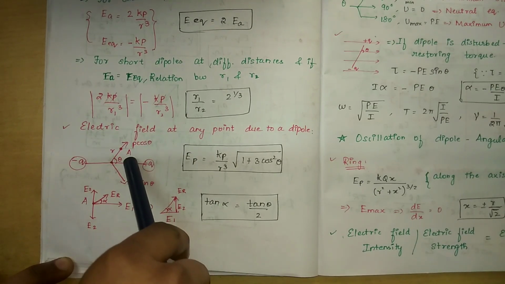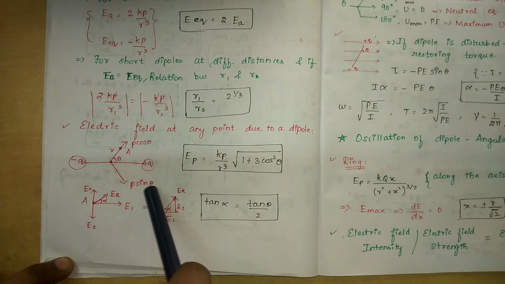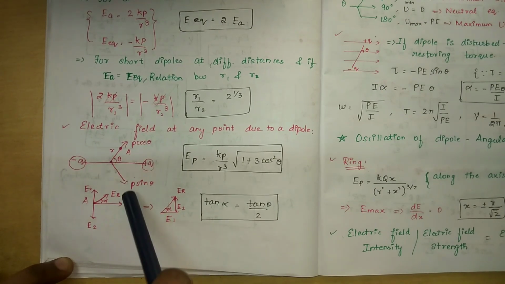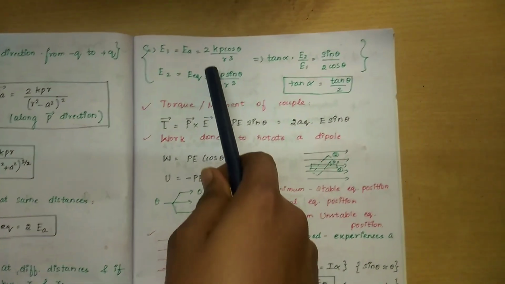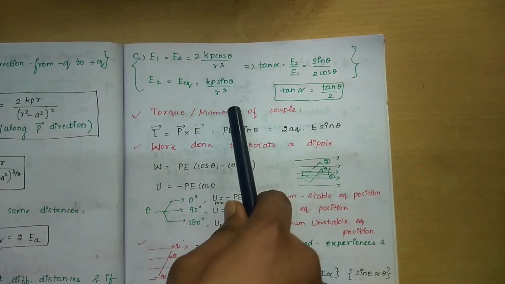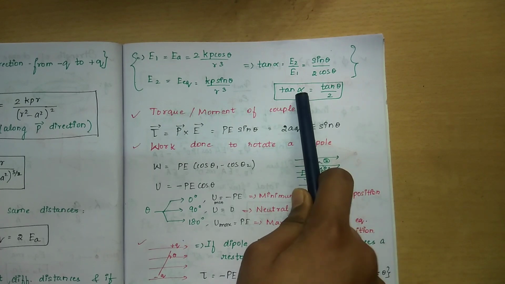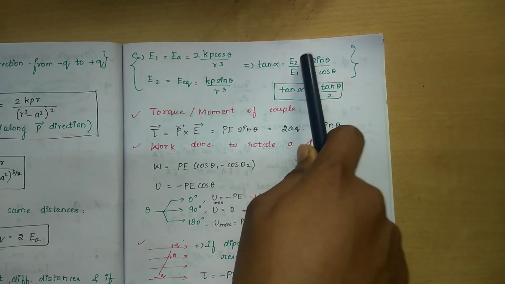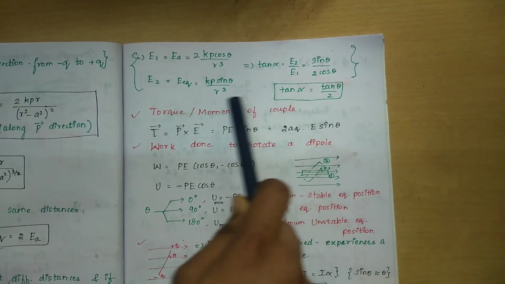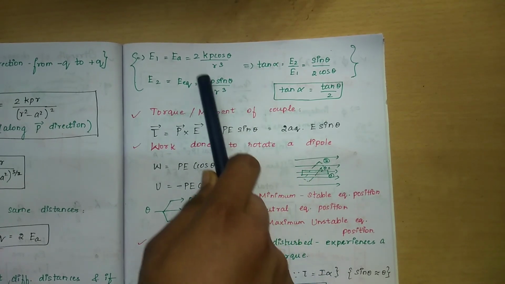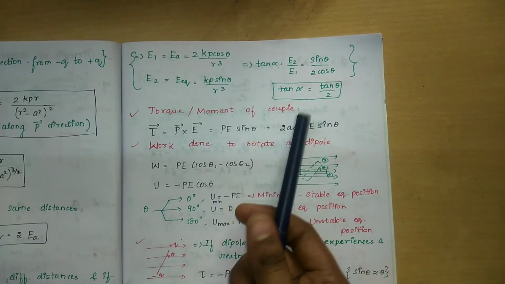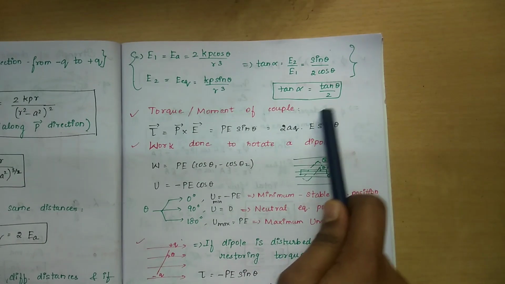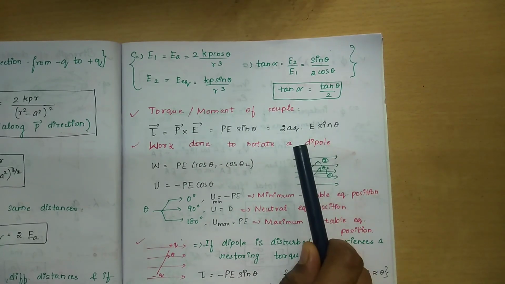According to this point as reference, you see this is the equatorial point, and it has the dipole moment p sin theta. So cos theta and sin theta have come here for axial and also equatorial. Then tan alpha equals E2 by E1, which is sin theta divided by 2 cos theta, and other terms are common here. So tan alpha becomes tan theta divided by 2.